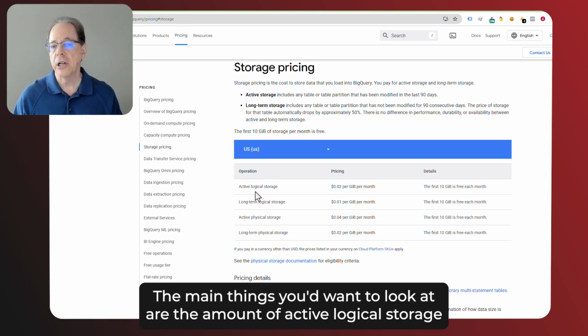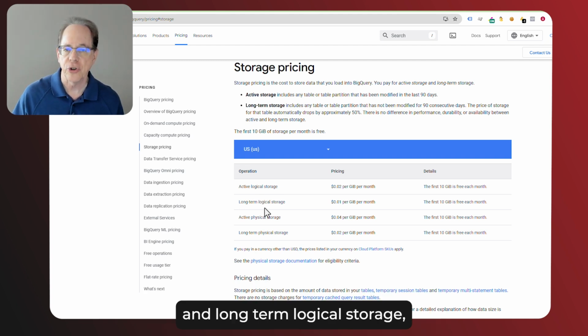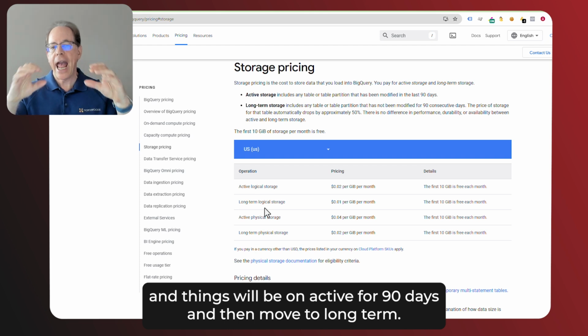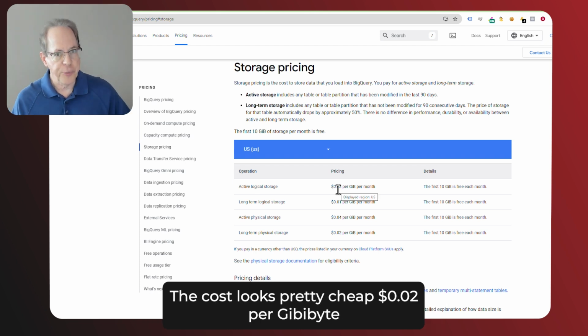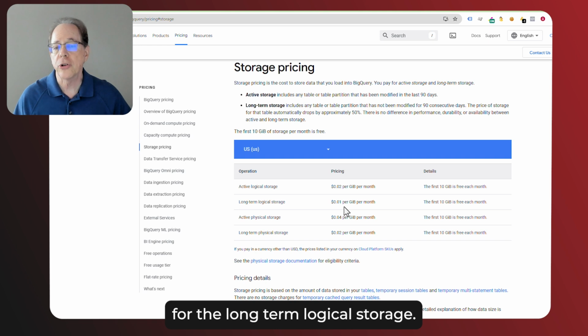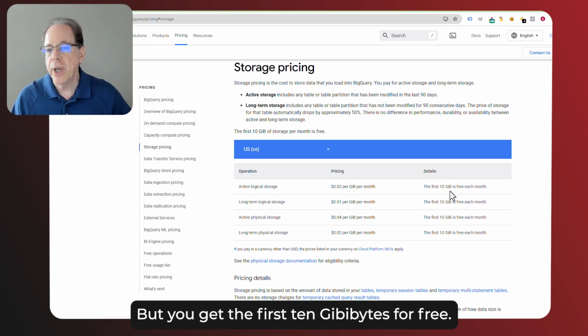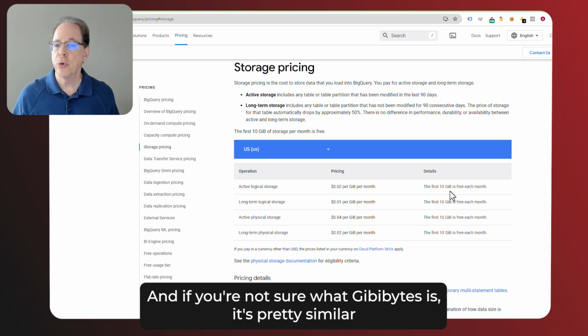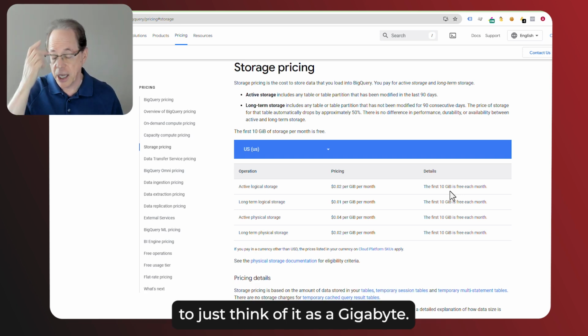The main things you'd want to look at are the amount of active logical storage and long-term logical storage. Things will be in active for 90 days and then move to long-term. The cost looks pretty cheap, 2 cents per gigabyte per month, or 1 cent per gigabyte for the long-term logical storage. But you get the first 10 gigabytes for free. And if you're not sure what a gigabyte is, just think of it as a gigabyte.